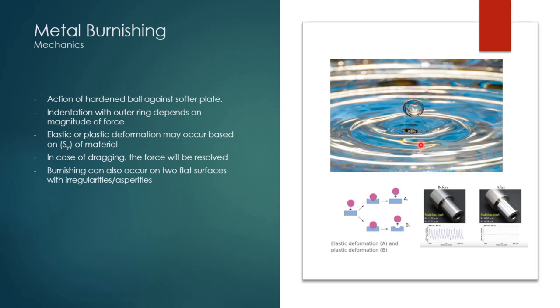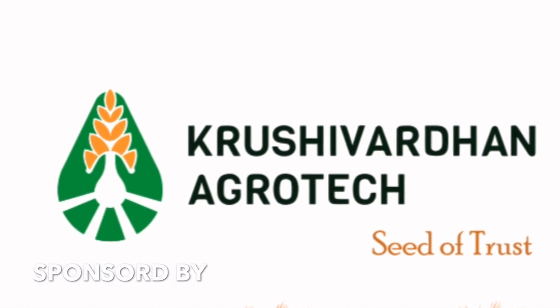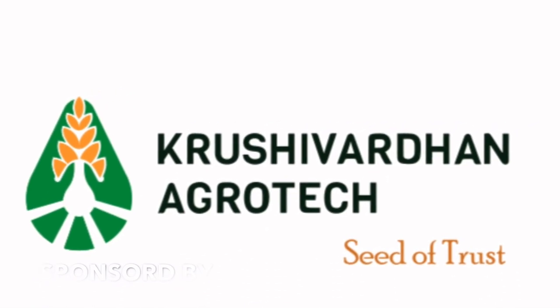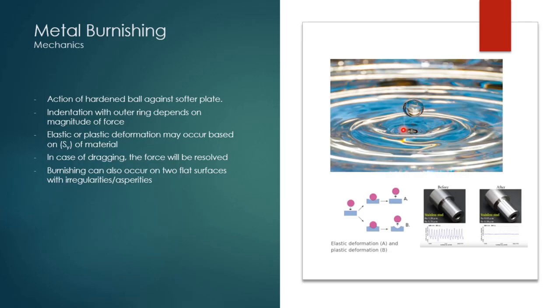If a higher force is used on this hardened ball in a normal direction, then an indentation will be caused onto the workpiece surface, isn't it? And this indentation will be surrounded by a ring-like formation of the flown material. Now, due to pressing, the material will flow to the outside of that indentation, and this flow of material will cause a ring-like structure to appear. Got it? Which is basically a displaced material by the pressing action.